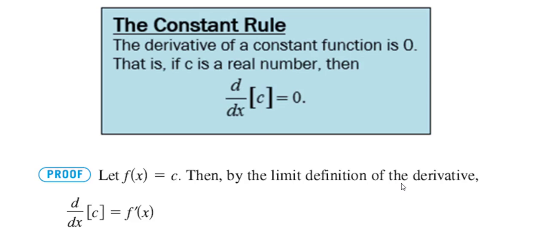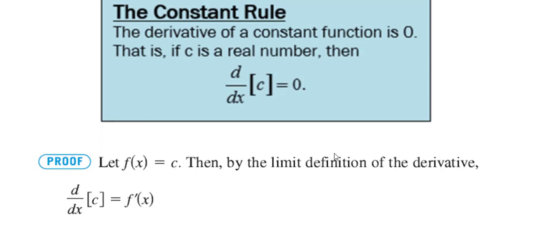All right, the constant rule. The derivative of a constant is 0. That is, if c is a real number, then d dx, remember that means take the derivative, of c, of a constant, is 0. Always, always, always. We kind of talked about that because if we have a constant function, that's a horizontal line. The derivative, which is the slope of a tangent line to that horizontal line, is 0. Why? Because the slope of that line is 0.